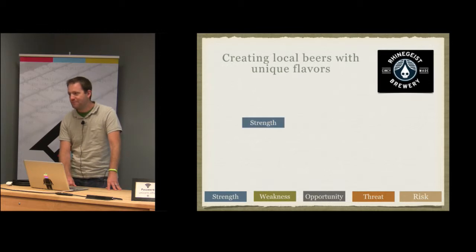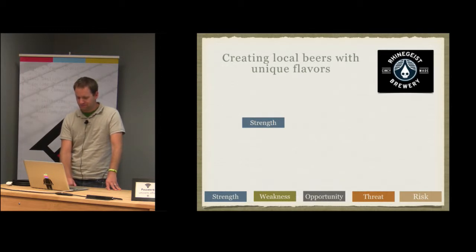Strength. Why? That's what they're good at. Internal or external? Internal. Good or bad? Good. Perfect.